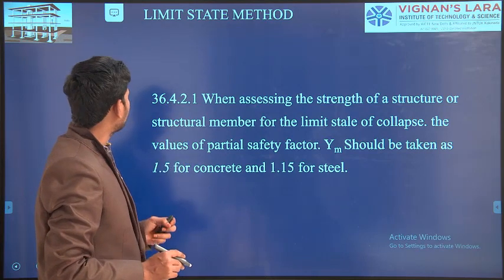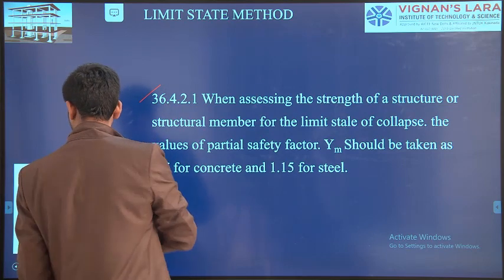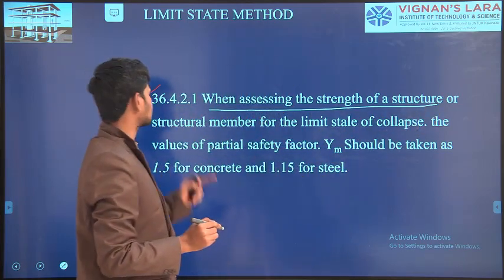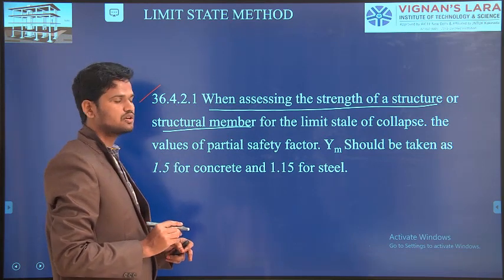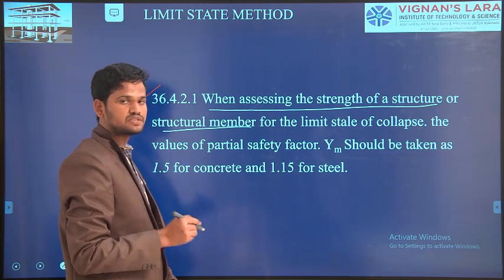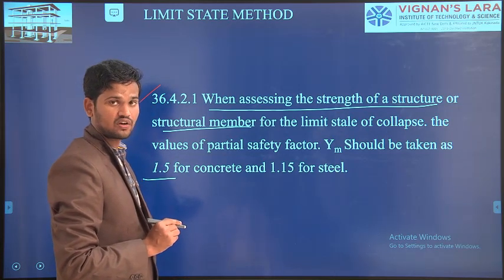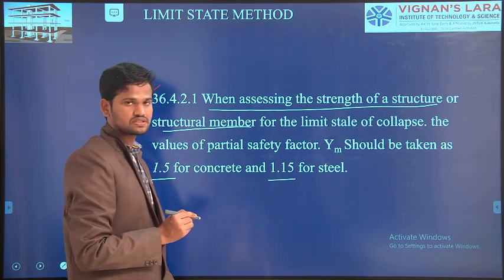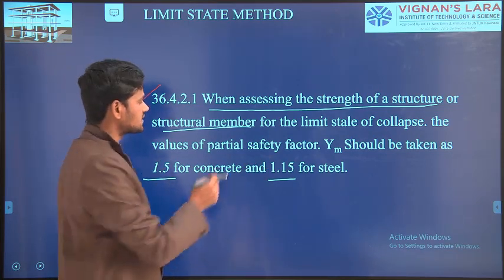Now, if you see here, from clause 36.4.2.1, when assessing the strength of a structure or structural member for the limit state of collapse, the value of the partial safety factor should be taken from the IS 456 code book. From the IS 456 code book, we are taking the partial safety factor for concrete as 1.5, whereas 1.15 is the partial safety factor for steel. For steel, we are taking the partial safety factor as 1.15.